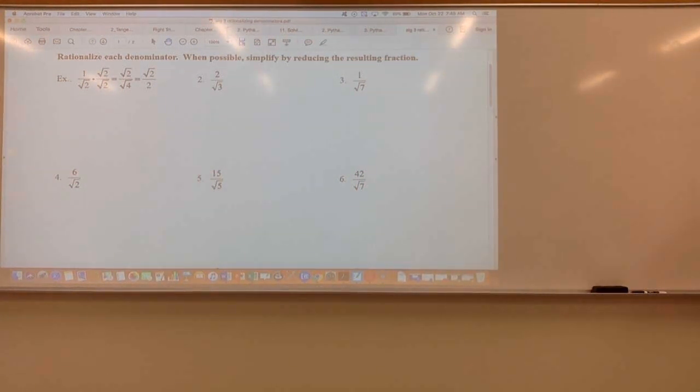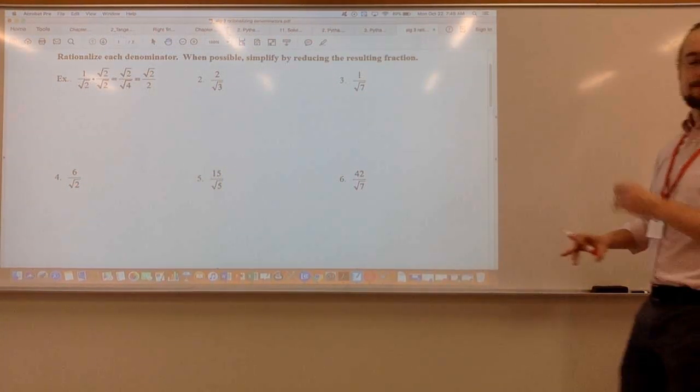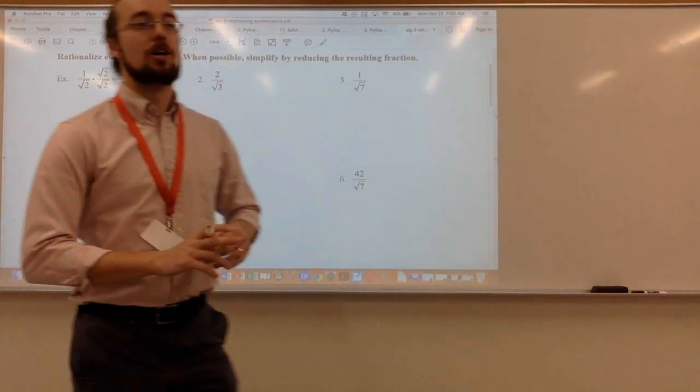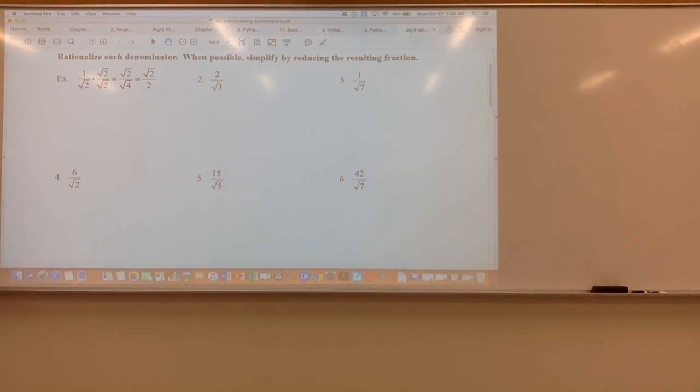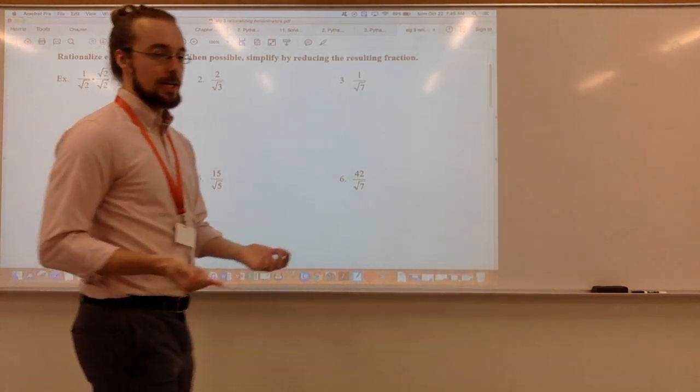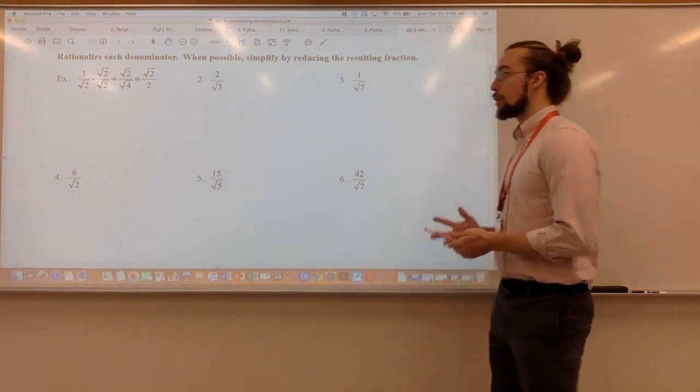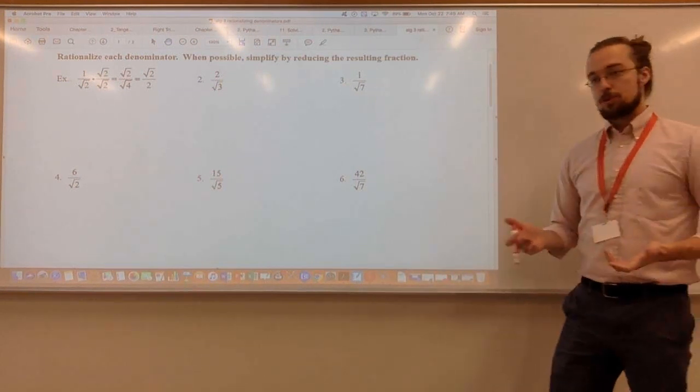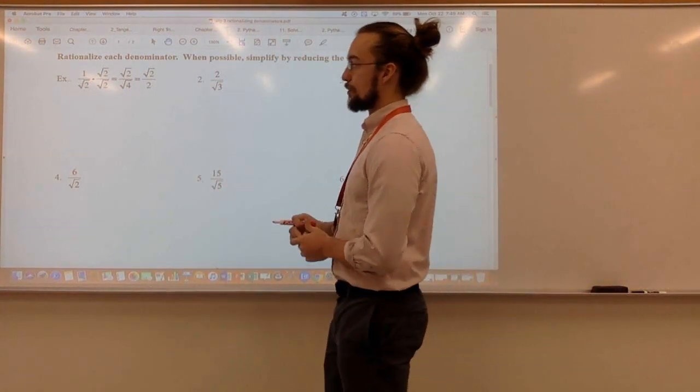All right? So the first thing that we want to take a look at is rationalizing a denominator. Does anybody remember what that means? All right. So rationalizing a denominator, we need to do that whenever we have a square root, or any root, not just a square root, any root in a denominator. We are not allowed to have roots in a denominator of a fraction.